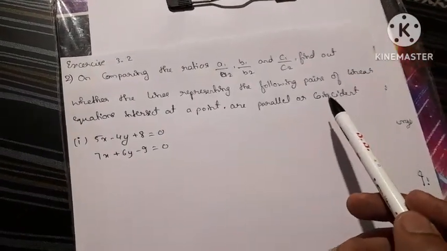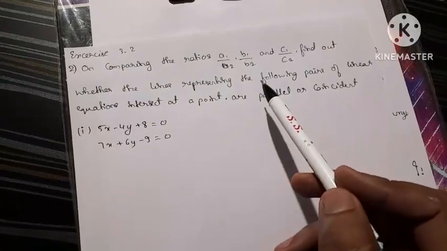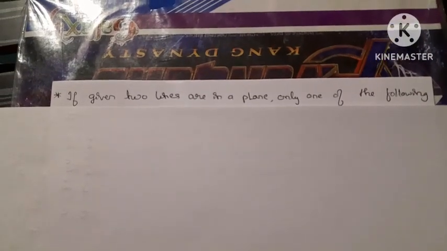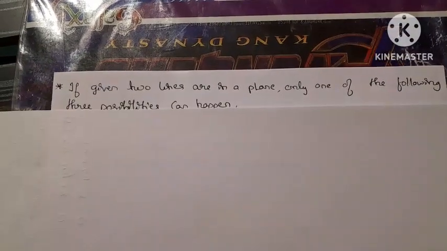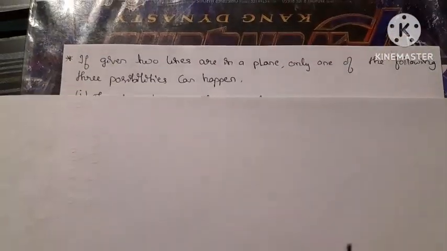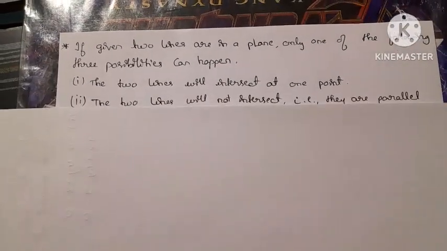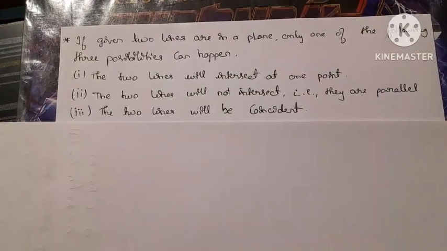So for this we need to go back and know how to represent these values and on what conditions we get intersection, parallel and coincident. If two lines are in a plane, then only one of the following conditions is possible. The first condition is that the two lines will intersect at one point; they will not intersect, which means they are parallel; or they will be coincident.